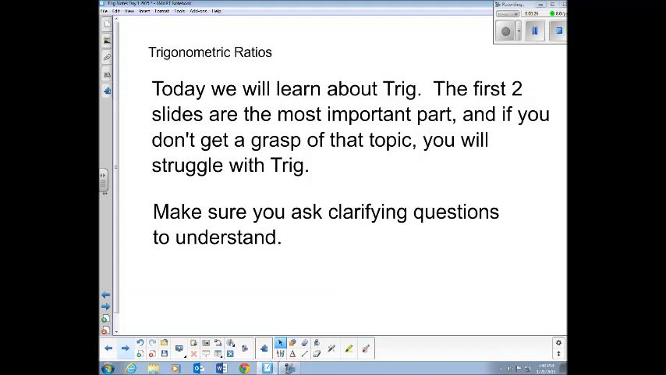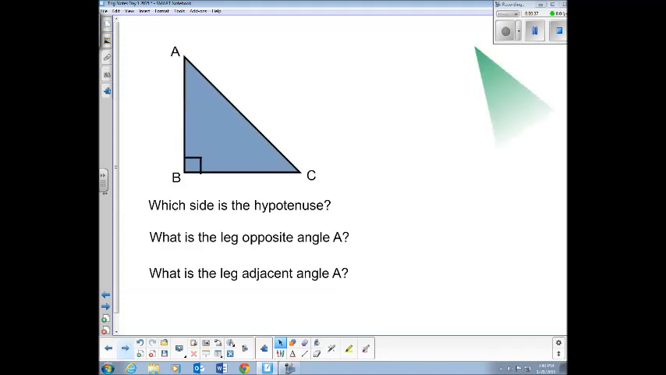If we can't determine what is the opposite leg and the adjacent leg and the hypotenuse in a right triangle to an angle, then we can't really do trig very well. So these two slides are very important. So here's our first one. Which side is the hypotenuse of this triangle?